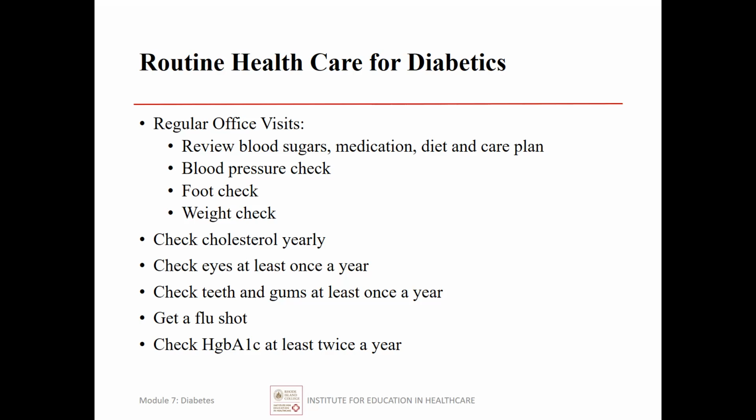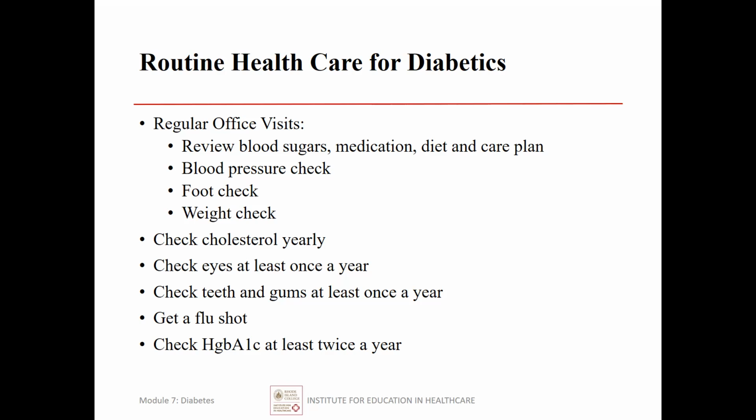In addition, the diabetics should have their cholesterol checked yearly. They should go to an eye doctor to have their eye exam at least once a year. And this is not the type of eye exam that you can do in a convenience store or at the drugstore. It's not just reading the eye chart. It's actually looking at the retina in the back of the eye. So you have to actually go to an eye doctor for it. You need to go to a dentist to have the teeth and gums checked at least once a year.